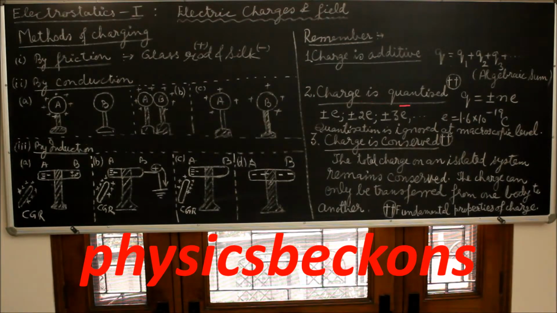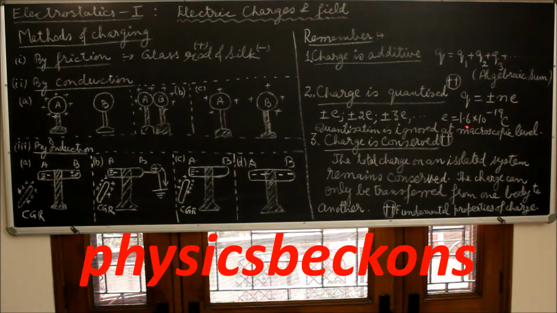Another important characteristic of charge is that it is quantized. That is, the charge on a body will always be an integral multiple of a minimum charge, that is the electron charge. This is so because when you rub two objects, either one electron or two or three or four or ten and so on are transferred, a fraction of electron charge is not possible. Only a whole number of electrons can be transferred. Therefore, the charge developed will be plus minus e or plus minus 2e or plus minus 3e and so on. That is, the charge on a body Q is always plus minus ne, where n is an integer.